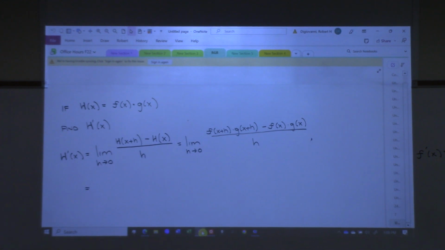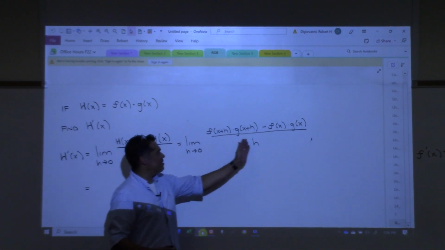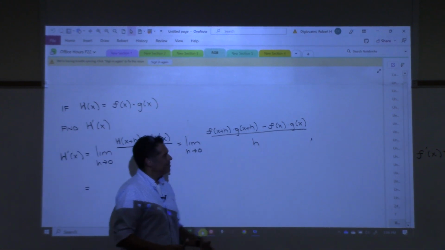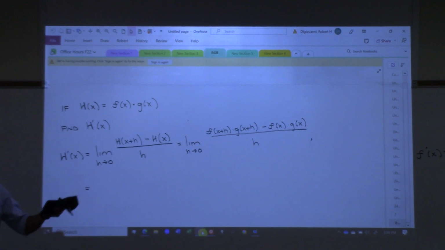And then you look at that and you're like, well, what the heck do you do with that? The ultimate goal is to try and get an h to cancel. That's what we've been doing in the past. What algebra? We don't even know what these functions are. I don't want you thinking of x squared and sine x right now. These are supposed to be just generic functions.